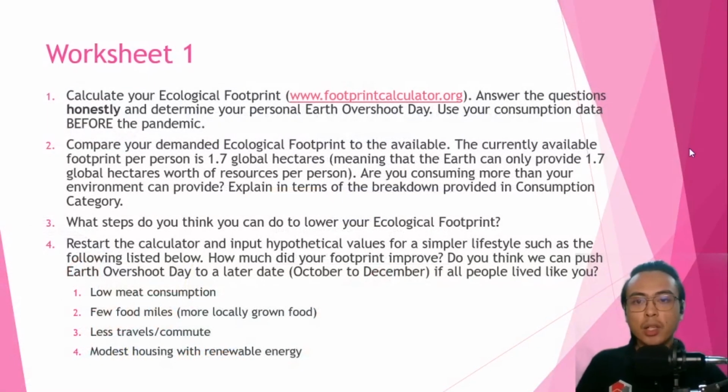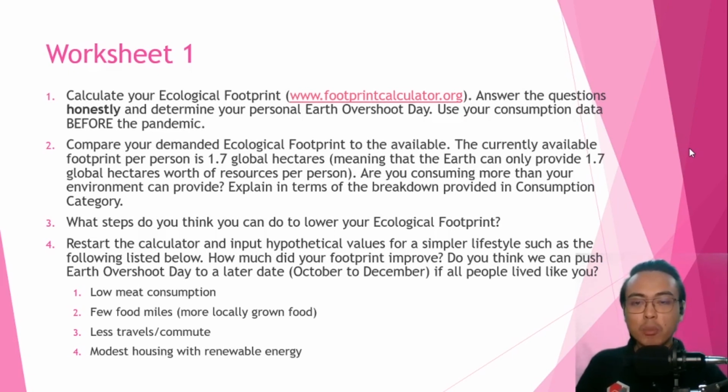Going back, the second is I want you to compare your demanded ecological footprint to that of the available. When I calculated mine, my ecological footprint is 4 global hectares, but the currently available footprint per person is only 1.7 hectares. That means that if I am requiring 4 and the Earth can only give 1.7, I have a 2.3 hectare deficit. So that means that I am severely overshooting the resources of the Earth.